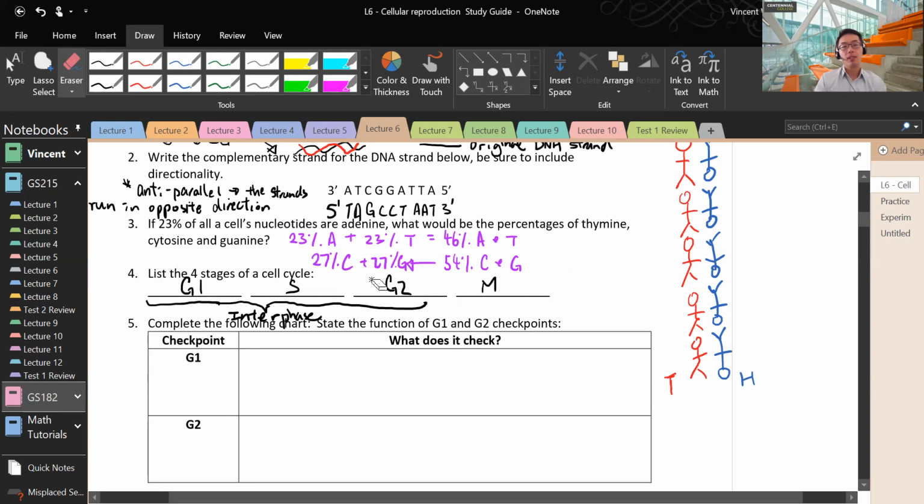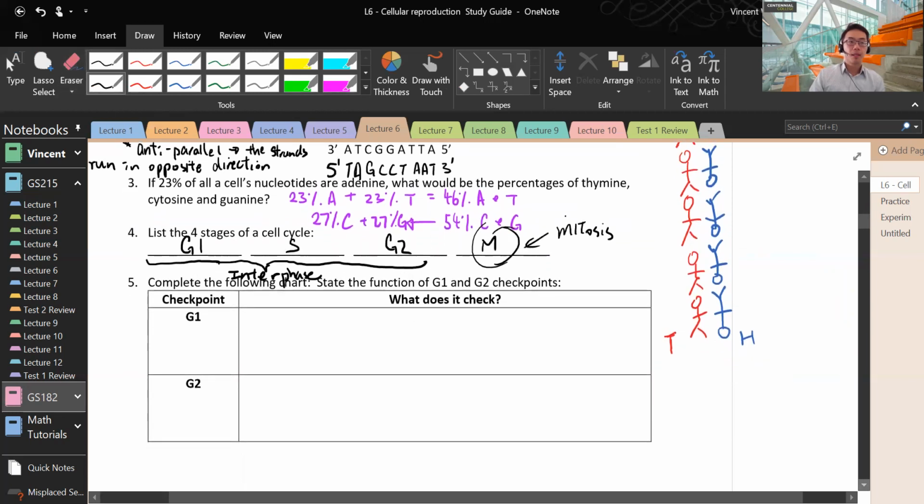Okay? G1 and G2 are like checkpoints, which we'll explain in a second. S is where you will do the DNA replication. And if all goes well, then we're going to go on to M, okay? And M is mitosis, right? So the cell spends most of its time in interphase. Most cells spend 90% of their time in interphase, and then it's going to divide when it has to.